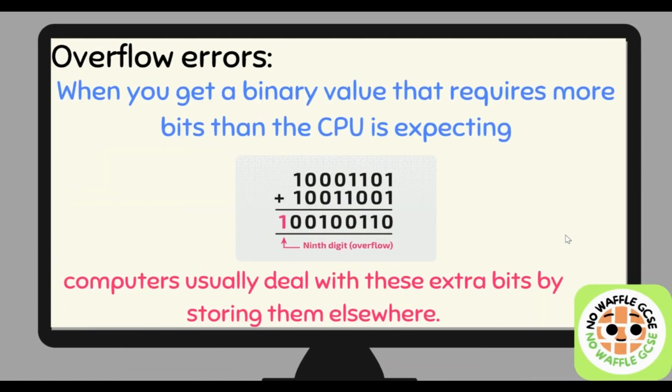Now, this is something called the overflow error. This is whenever you get a binary value that requires more bits than the CPU is expecting. So, for example, in this question you can see here, we've added up two 8-bit binary numbers, which both stand for a byte. And let's say the CPU only allows 1 byte of a response. However, when you add them, you actually get 1 byte plus an extra bit. So computers usually deal with these extra bits by storing them elsewhere. But you would always have to mention in the computing exam that it's called an overflow error.